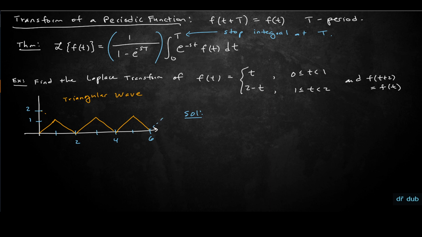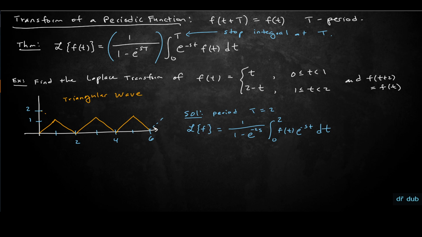So the solution is really to identify the period. The period is capital T equals 2. So Laplace of f is going to be integral from 0 to 2. Whoops, I forgot my multiplier out front. 1 over 1 minus e to the negative 2s, integral from 0 to 2 f of t e to the negative st dt.